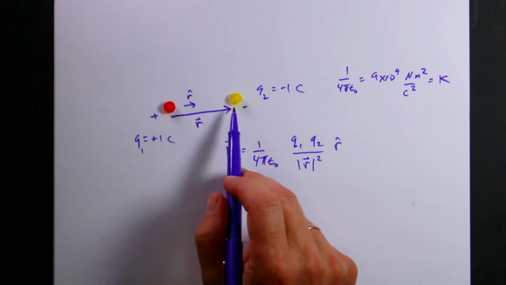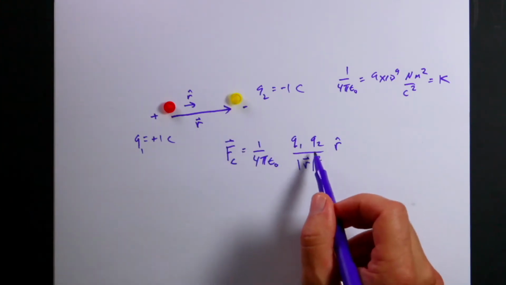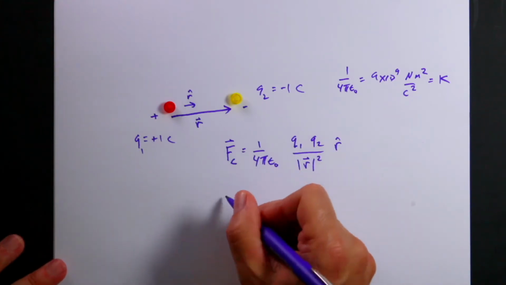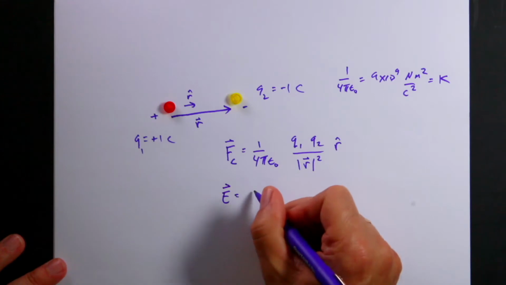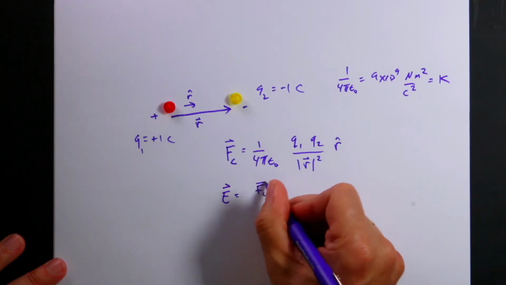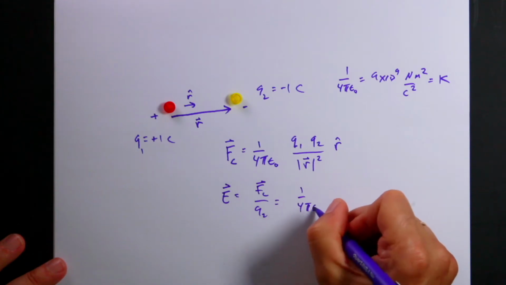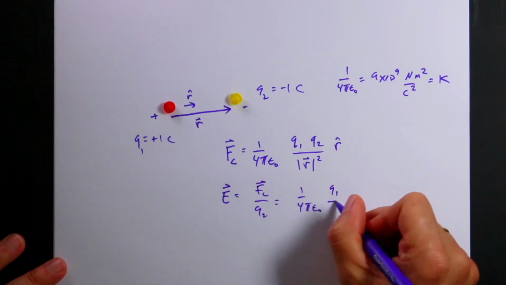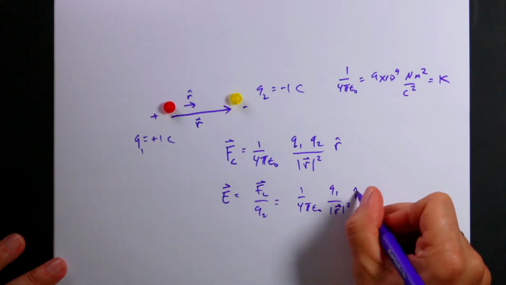But what if I want to take this and divide by the value of that charge and factor that out? So I'm going to take this and divide by Q2. Then we get what we call the electric field. I can say E equals Fc over Q2, and that would be 1 over 4 pi epsilon naught Q1 over the magnitude of r squared, that's a vector, r hat.